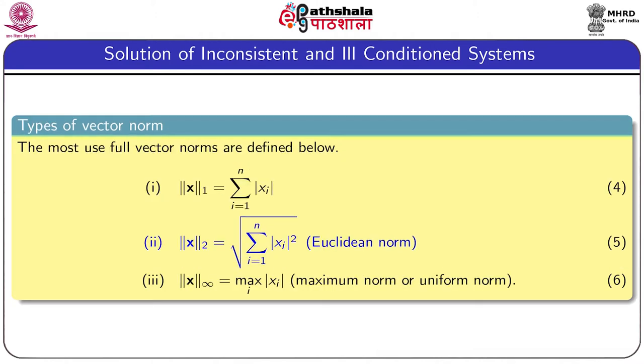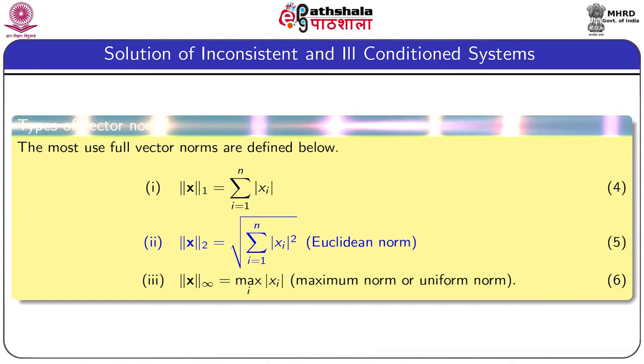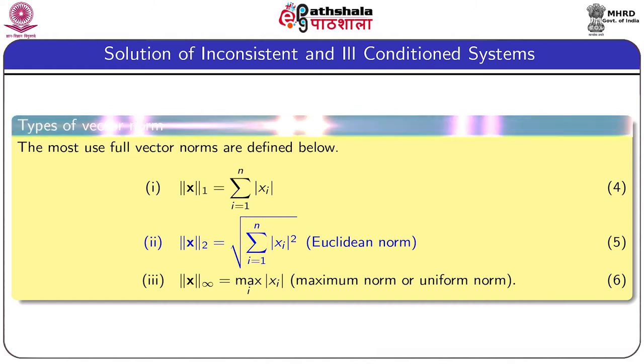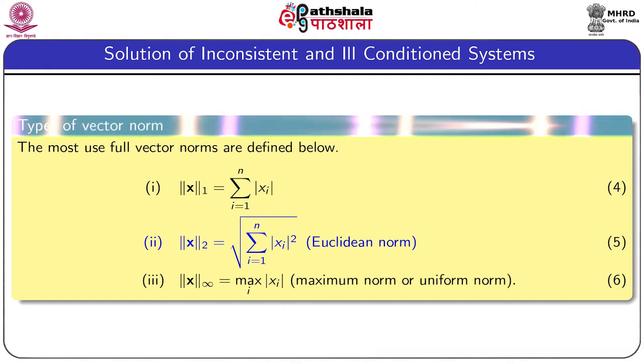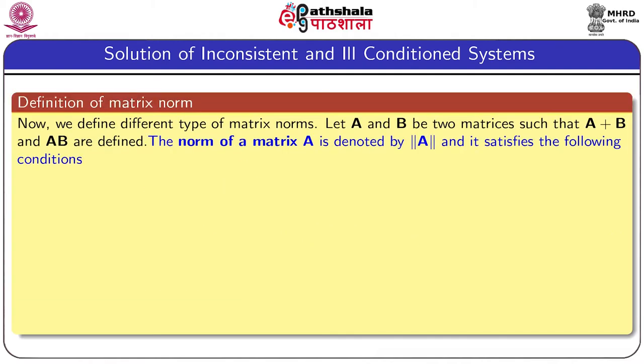And different types of norms are defined for different applications. The first one is called the column norm, denoted by norm 1. The second one is called the Euclidean norm. This is very useful and widely applied, denoted by norm 2. And norm 3 is the maximum norm, also called the uniform norm. These are the vector norms. Similarly, we can define the matrix norm.